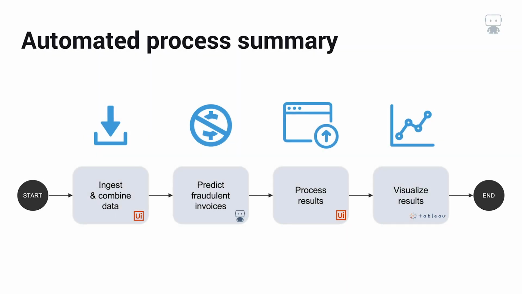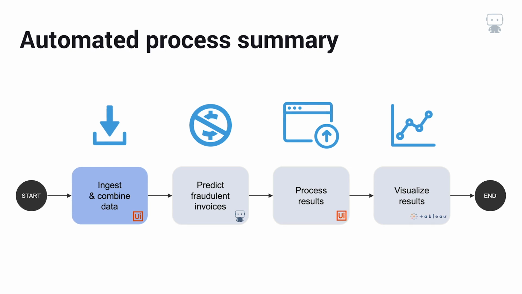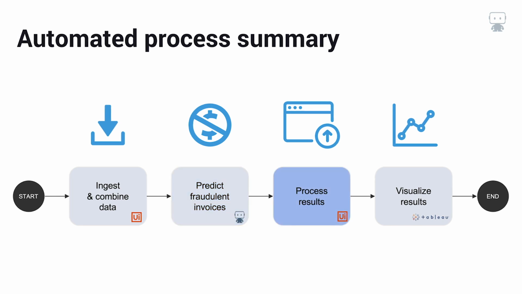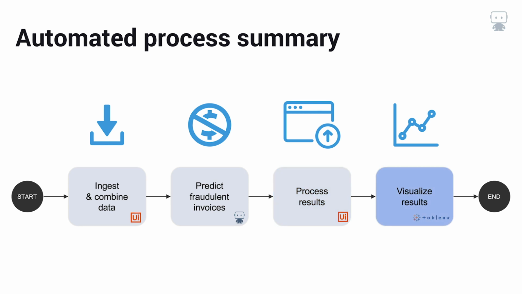Let's review the process we're automating. First, UiPath's robots ingest and combine data. They process data from multiple sources, including ERP systems, emails, and PDFs. Second, DataRobot's Enterprise AI platform is used to predict if invoices are fraudulent. The DataRobot platform will also provide an explanation as to why the AI believes the invoice is fraudulent. Third, UiPath's robot will update the ERP system with approved invoices and send a notification for likely fraudulent invoices. Fourth, to help users understand the predictions, the results are presented in a dashboard.